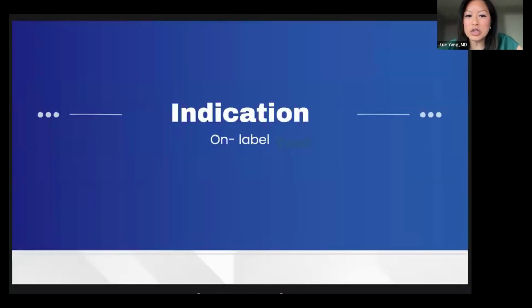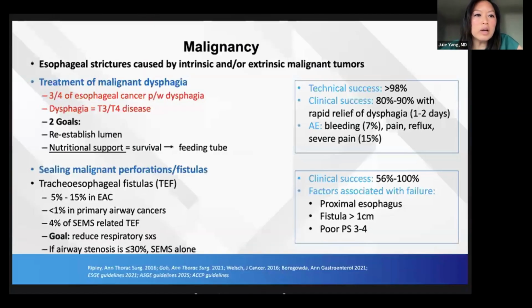So let's move on to indication. The only on-label indication for esophageal stents is for malignancy: esophageal strictures caused by intrinsic and/or extrinsic malignant tumors. That's it. And it comes in two flavors, either the treatment of malignant dysphagia or the sealing of malignant fistulas and perforations. So we'll talk about malignant dysphagia because that's predominantly what we use it for.